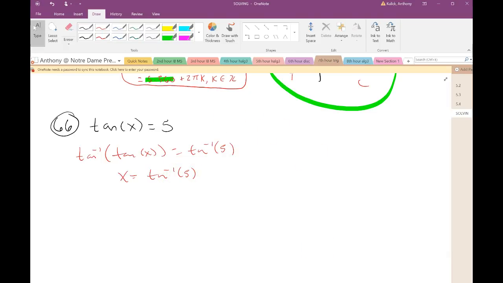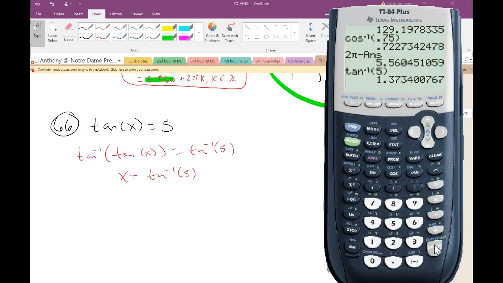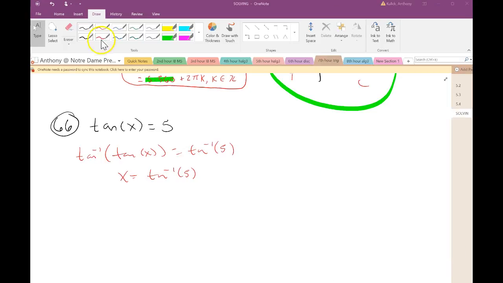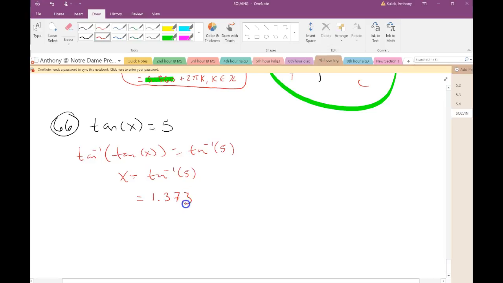Okay, and we'll fire up our calculator. Tan inverse of 5 is 1.37. I guess we said we were going to use 3 decimal places. 1.373. And then we'll draw our picture.